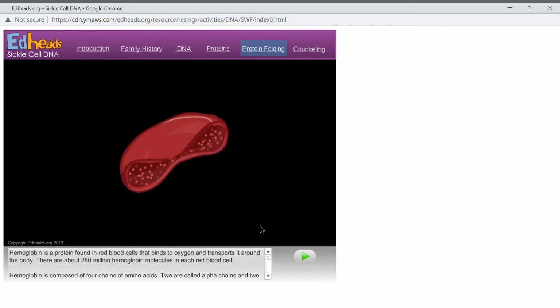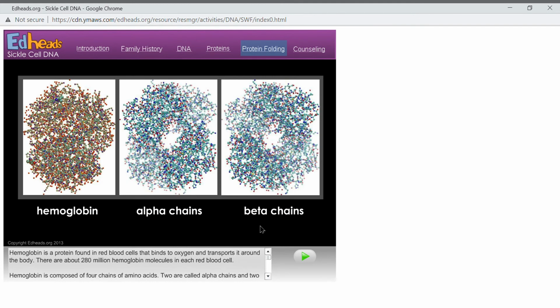Hemoglobin is a protein found in red blood cells that binds to oxygen and transports it around the body. There are about 280 million hemoglobin molecules in each red blood cell. Hemoglobin is composed of 4 chains of amino acids. 2 are called alpha chains, and 2 are known as beta amino acid chains.